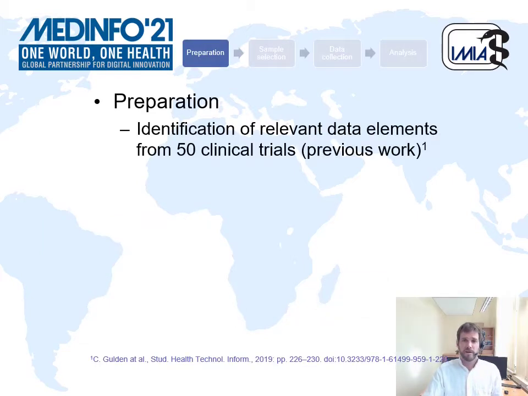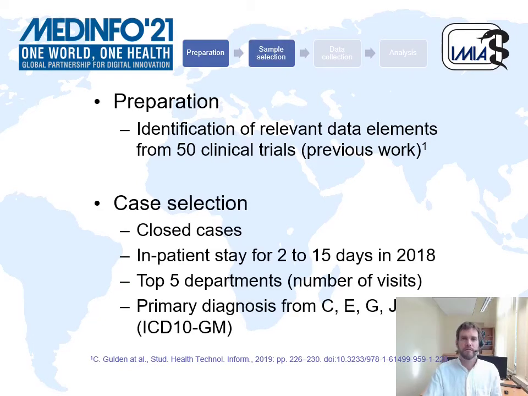In order to identify relevant data elements among the eligibility criteria, the prevalence of these criteria in 50 clinical trials has been determined in previous work. Then, the documentation quality of the most frequent data elements derived from these trials has been assessed by evaluating the electronic health records of a sample of cases at each site's 5 most relevant departments if we look at the number of visits. The case selection criteria included that the cases had to be already closed.